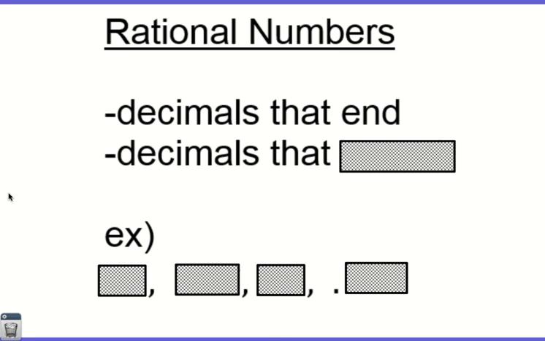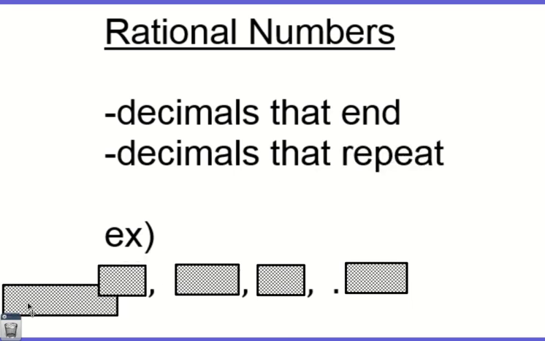But guess what? The number 7 has a decimal that ends, right? 7.0, I guess. So 7 is rational because it has a decimal that ends, just like 5.72. So if a number has a decimal that ends, it's rational.